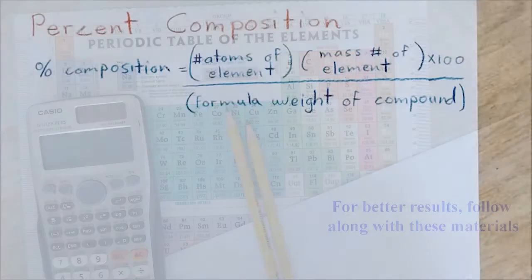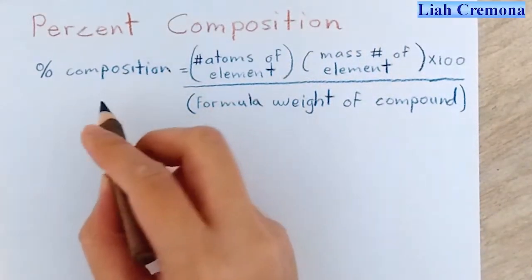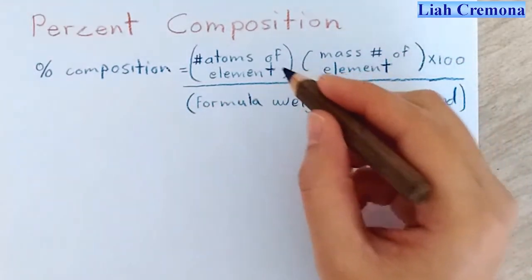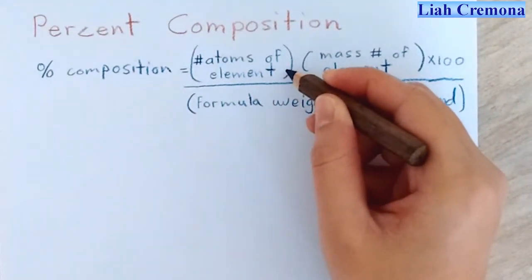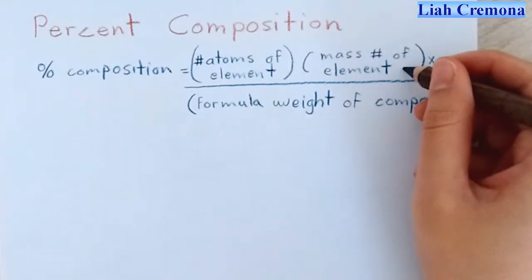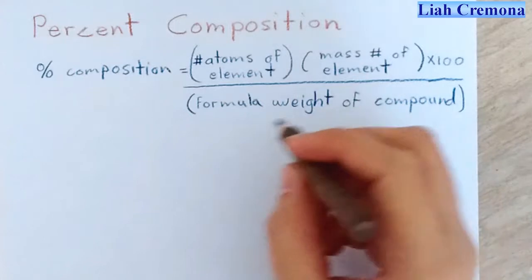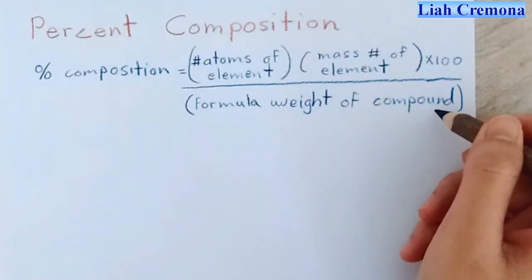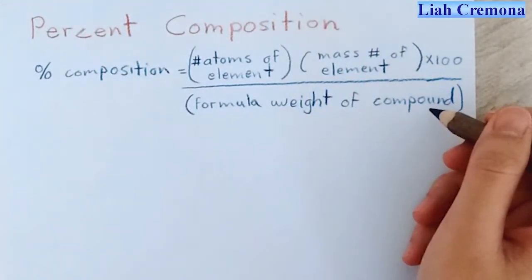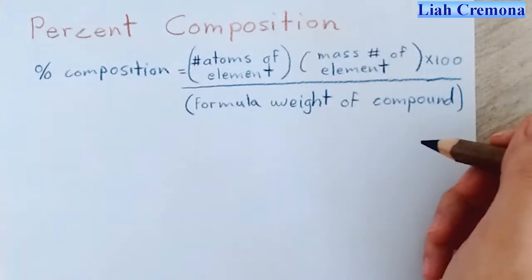So, to find the percent composition, you're going to multiply the number of atoms of that element times the mass number of that element times 100, and then divide all of that by the formula weight of the compound, which is basically the molar mass, or the total mass of that compound.